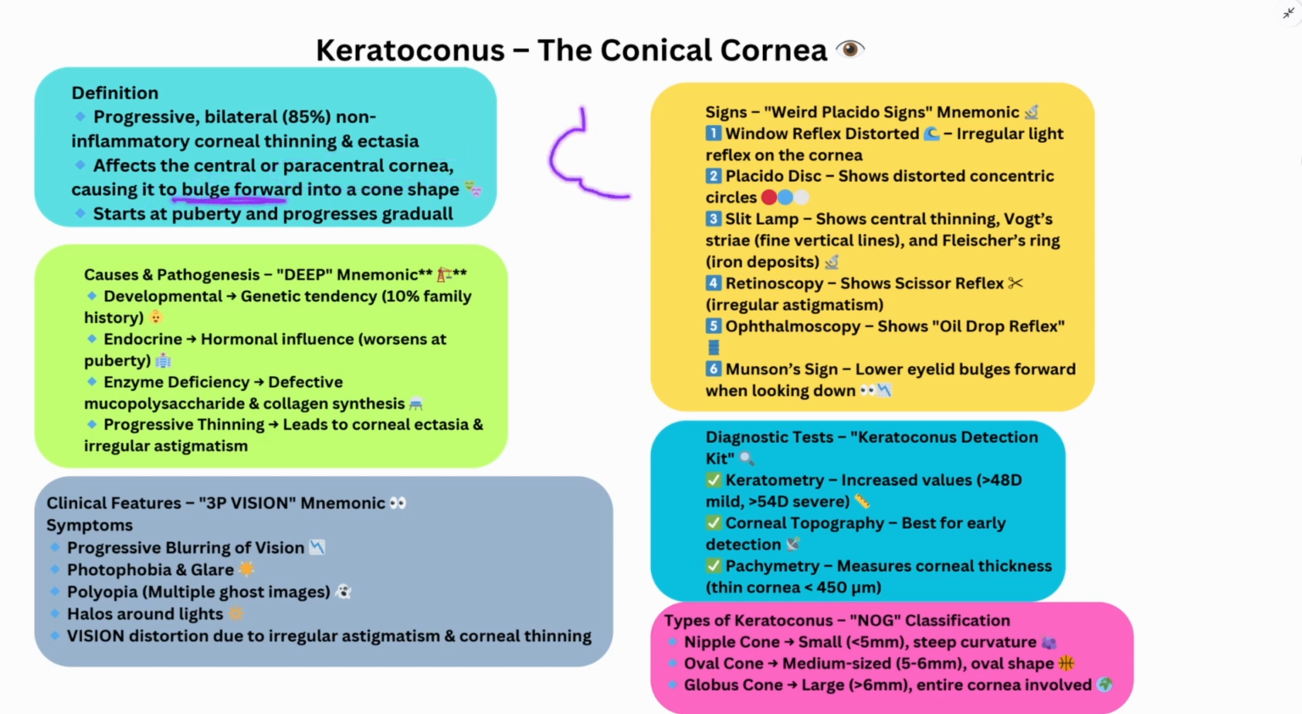So if this is your cornea, causing it to bulge forwards, there is a cone shape of cornea, bulging forwards into a cone shape. Okay, and it is progressive, like it starts at puberty and progresses gradually. So the only important point is it is a bilateral condition, non-inflammatory corneal thinning. Okay, you will see a cone-shaped cornea, as simple as that.